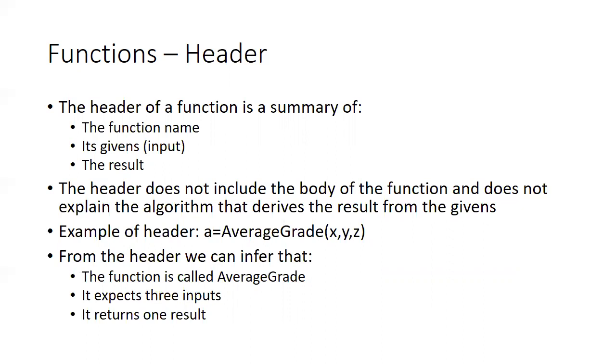The body of the code was put aside in that definition area. All right, so here's an example of a header. What this means is, create a variable called A and call the function called average grade, passing into it as inputs X, Y, and Z, and the output, the return value, will be stored in the variable called A. From that function, we can see that the name is average grade. We can see that it's got the 3 inputs, and we can see that it's got 1 result.